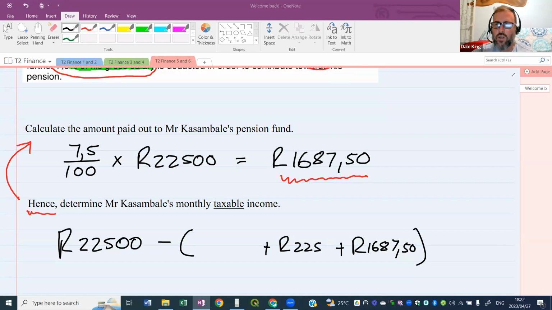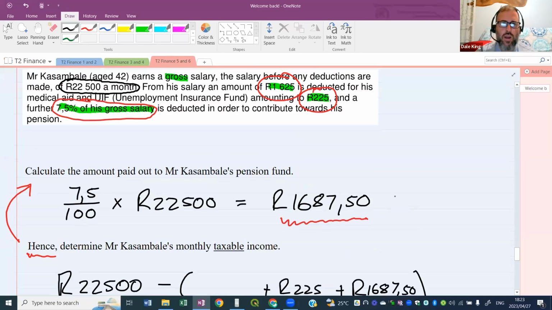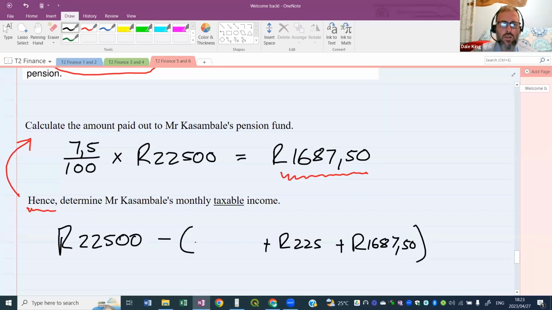Sakile, very good. So what Sakile is doing now is adding up the 3 numbers that he needs to subtract first. I'm showing that in this bracket. These are the numbers that I need to take away: 1,625 and 225 and 1,687.50. So those 3 numbers need to be subtracted, and I've got them in a bracket here.